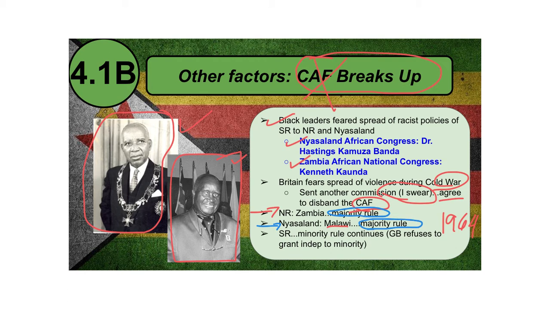On the flip side of the very same coin, in Southern Rhodesia, they were continuing minority rule, and Great Britain said, then you will not become independent. It remained a self-governing colony under British observation, but Britain refused to allow Southern Rhodesia to become independent because it was not going to allow majority rule.